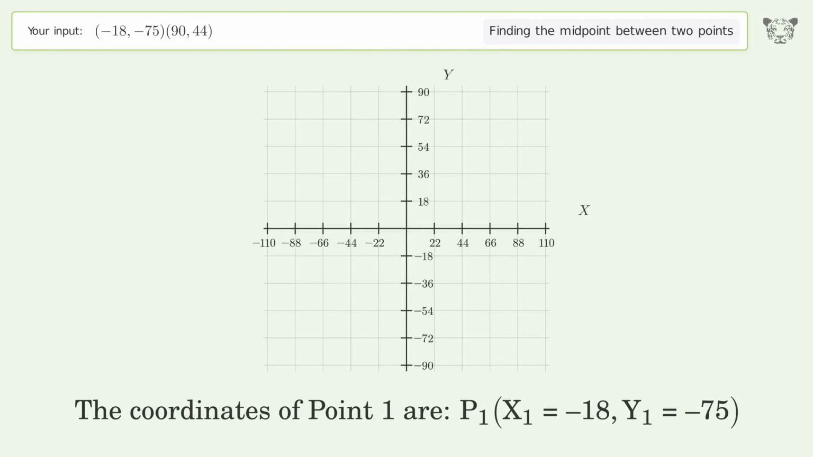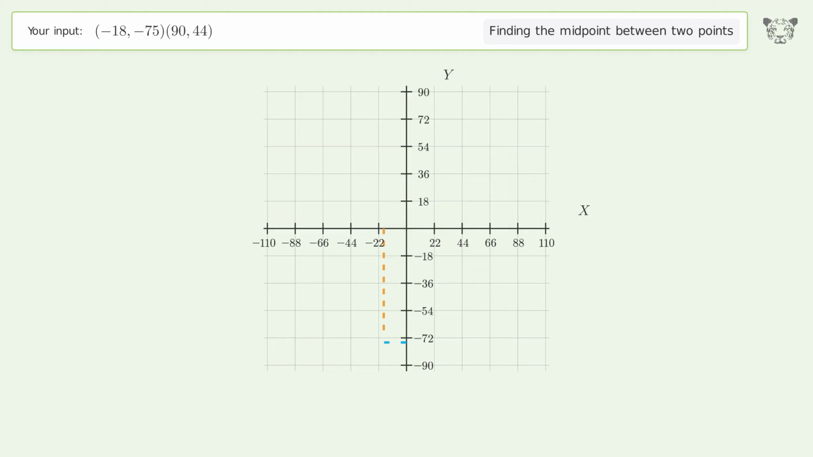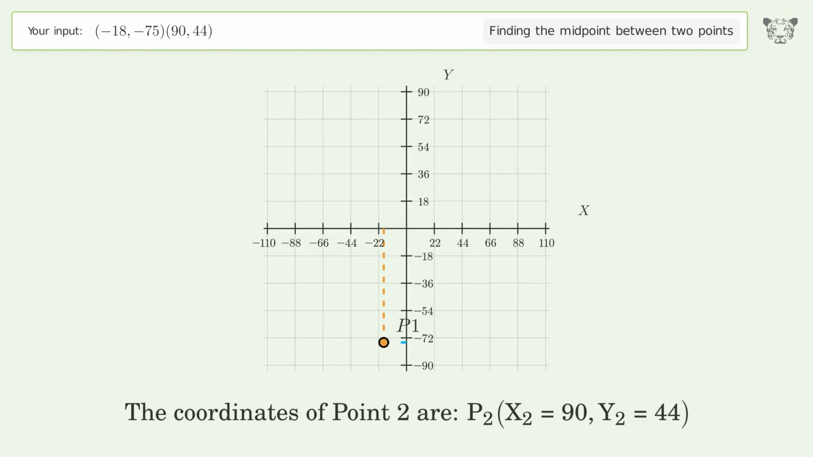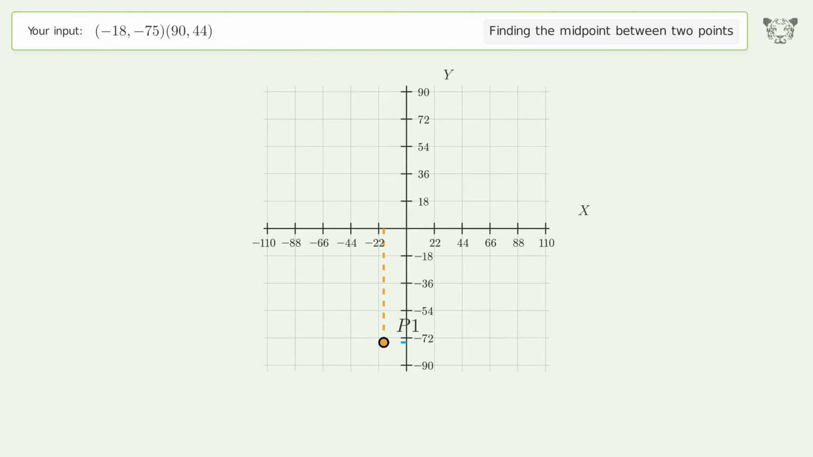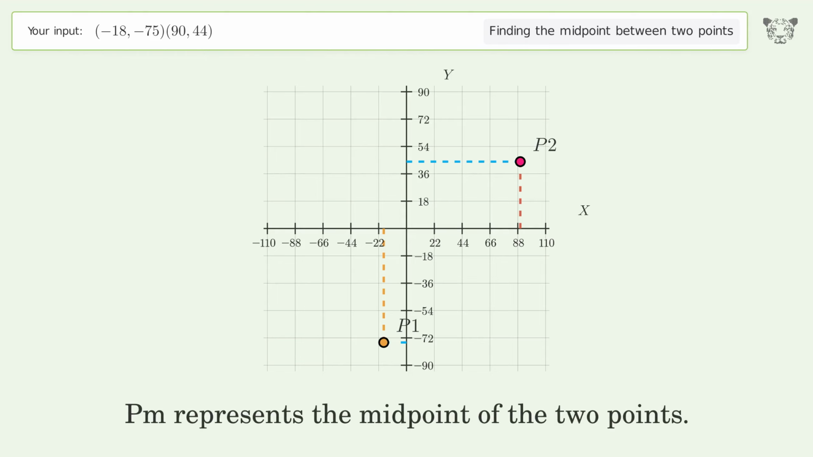The coordinates of point 1 are, x1 equals negative 18, y1 equals negative 75. The coordinates of point 2 are, x2 equals 90, y2 equals 44. PM represents the midpoint of the 2 points.